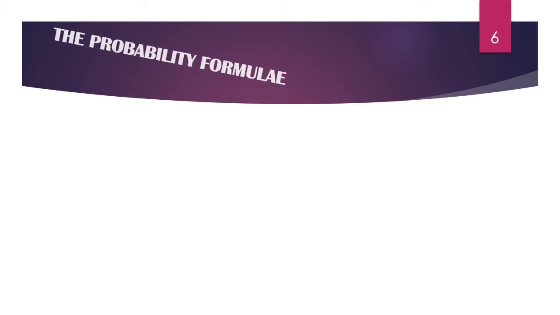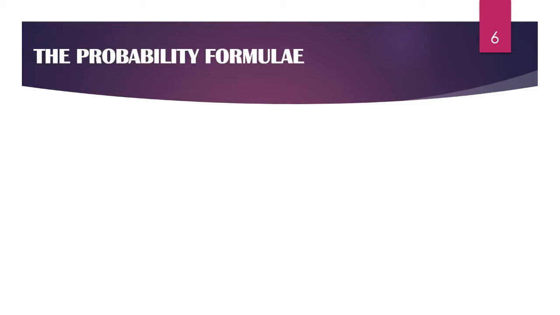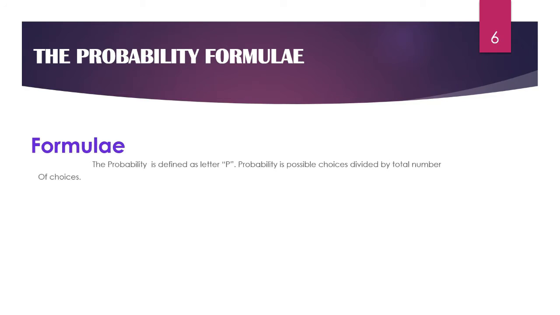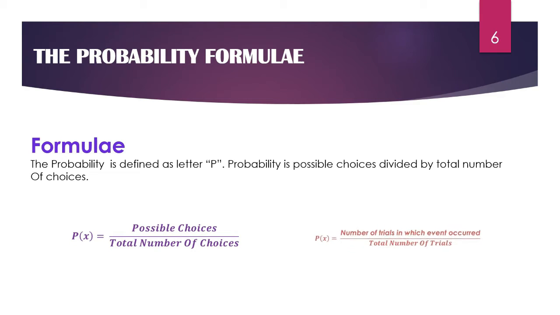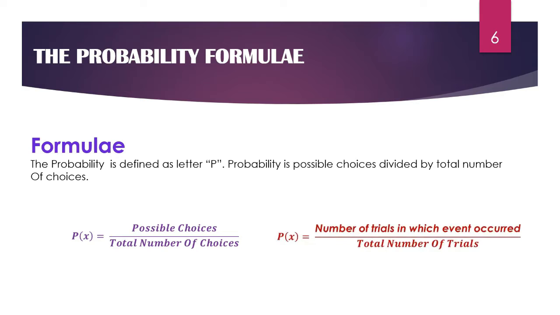Okay, everyone, what is the probability formula? I think you have the ability to understand the probability formula. That's the target. The probability is defined as letter P. Probability is possible choices divided by total number of choices. Or the formula of probability is number of trials in which the event occurred over total number of trials.